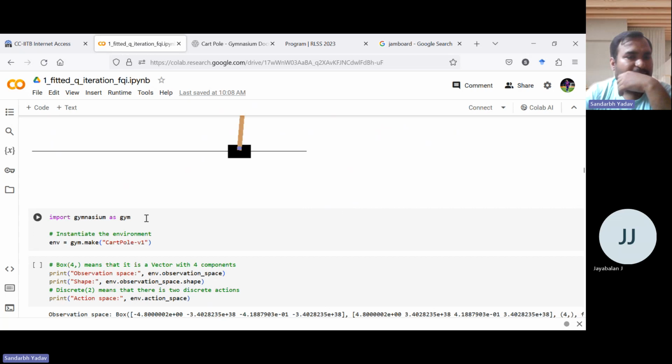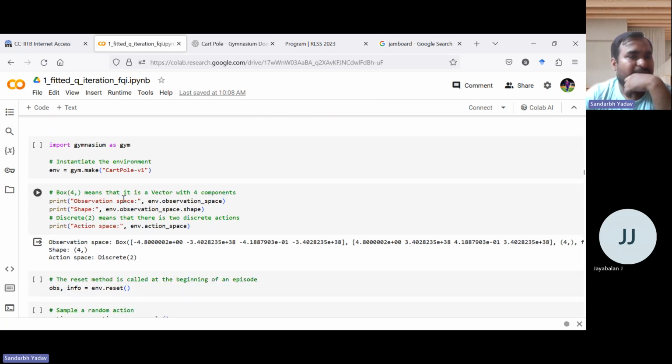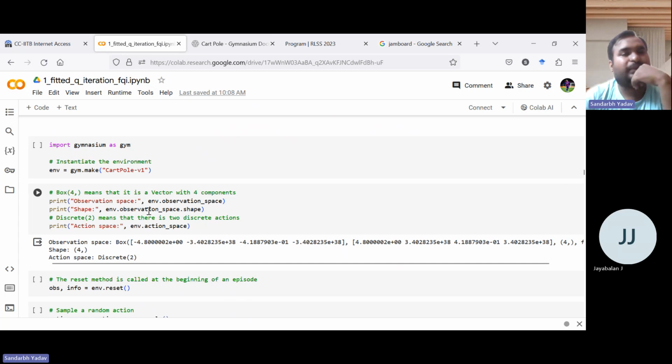This is the library which we will be using to import this environment. This is CartPole version one. So this is the environment which has been made, and as you can see, this is the shape of it. We have already seen in the description of the environment that there are four state features. Observation space basically means the state space, and the shape of the state space is four, and you remember those values.